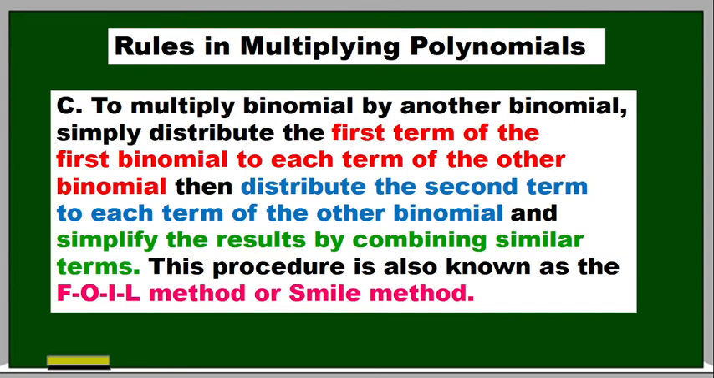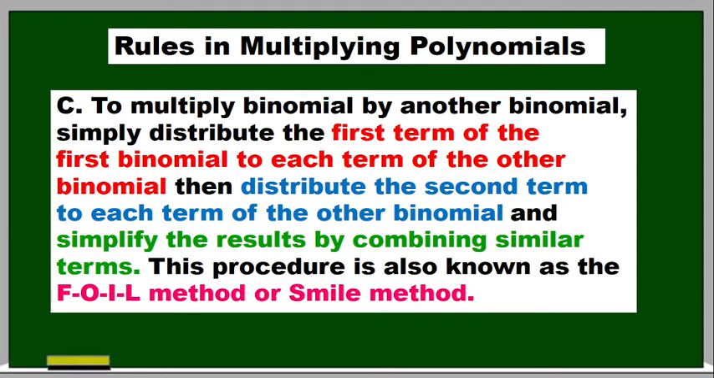Next, let's have letter C. To multiply binomial by another binomial. Binomial multiplied by binomial, simply distribute the first term of the first binomial to each term of the other binomial, then distribute the second term to each term of other binomial, and simplify the result by combining similar terms. This is a long method solution. But you can have this procedure also known as the FOIL method or SMILE method.